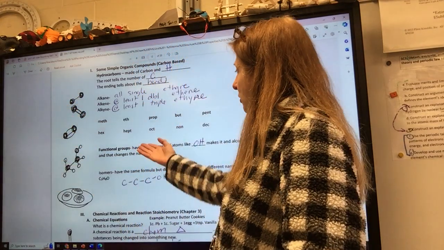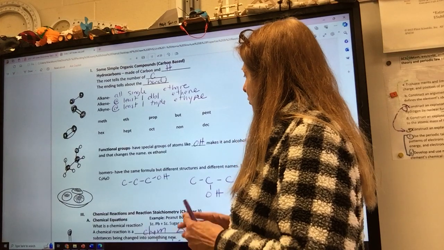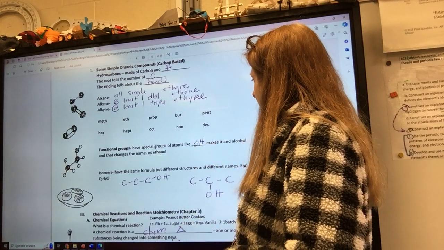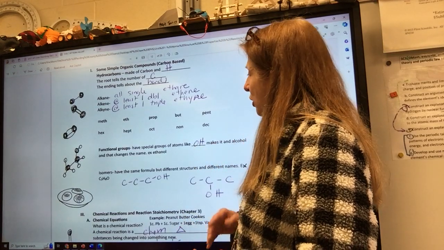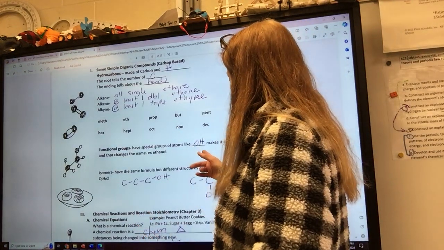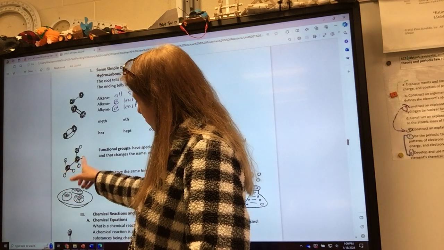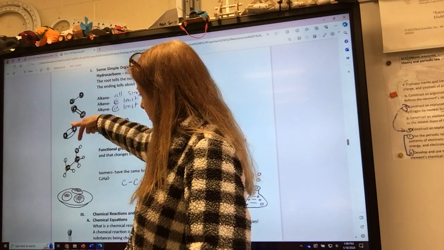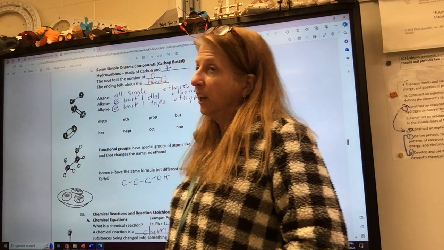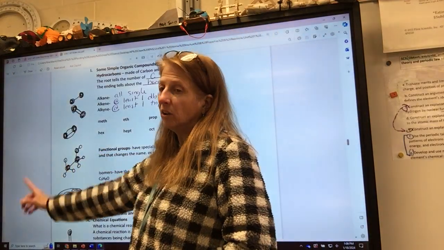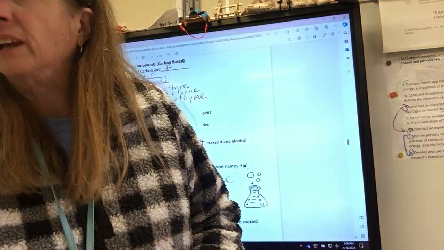Okay, so there's something also called functional groups. These are special groups of atoms like OH that can be stuck on this that changes its properties. So if you stick an OH on it, this would just be an ethane, but it becomes ethanol, the kind of alcohol people drink.